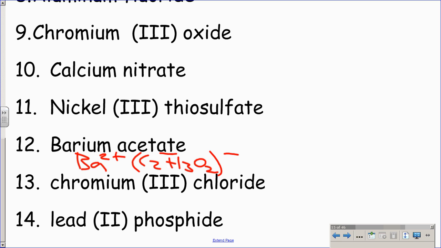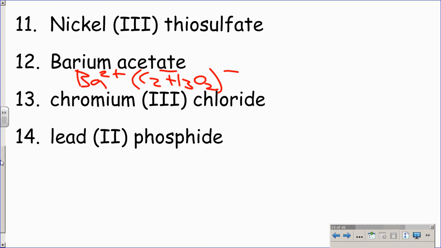So we have barium 2+, acetate 1-, crisscross, applesauce. What do we get? Ba, parentheses, C2H3O2, end parentheses, 2. So you would call that barium acetate if you saw that on the screen. All right, so let's do one that doesn't have a polyatomic ion, just a normal plain old "-ide" ending.